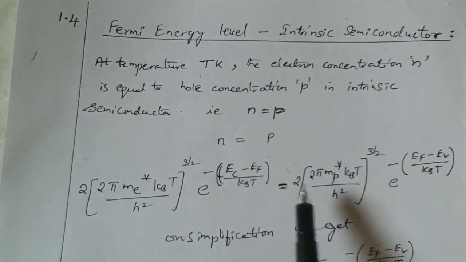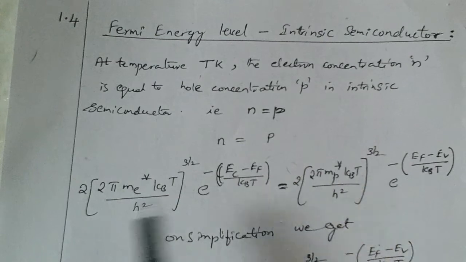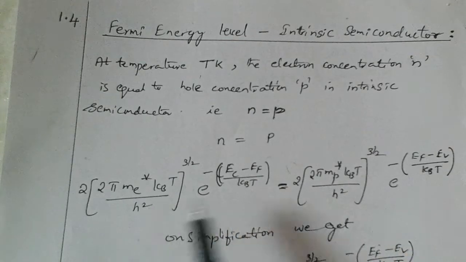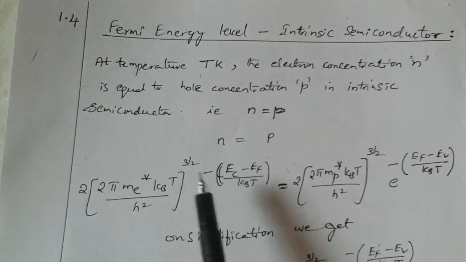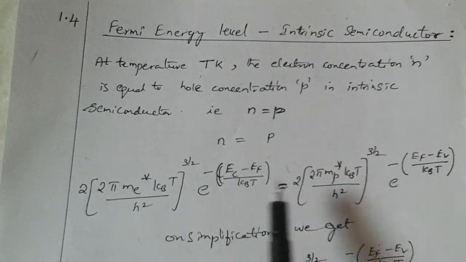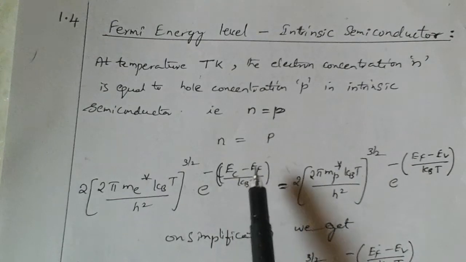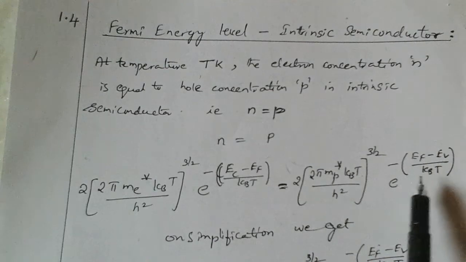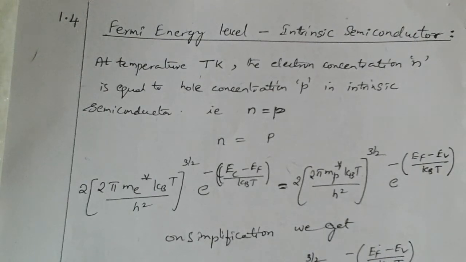So that is 2 into (2π mp* kBT by h²) whole power 3/2. Here it is me*, and here mp*. Both the number of electrons and the number of holes are almost the same, so both concentrations are equal. That is why we are writing it here, but only the exponential powers are different.